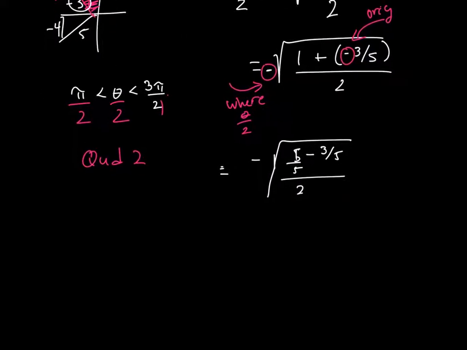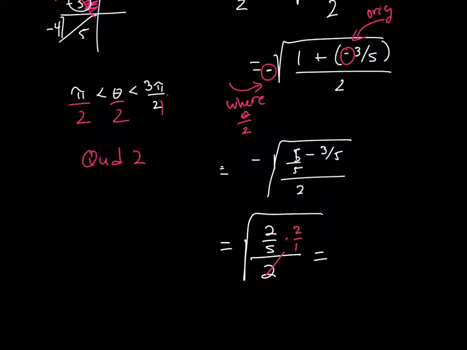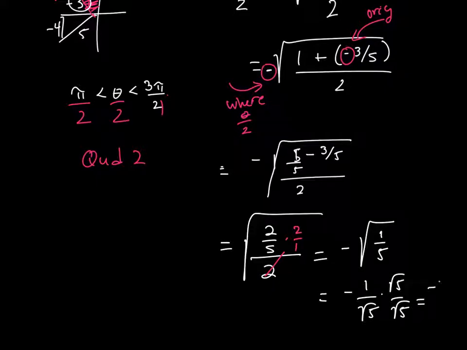And if I finish this out, I will get 2 over 5 divided by 2. Dividing by 2 is the same thing as multiplying times 1 over 2, in which case I get negative on the outside, the square root of 1/5, which is -1 over the square root of 5. I rationalize that, and you get the negative square root of 5 over 5. Yes, you must rationalize all of your fractions.